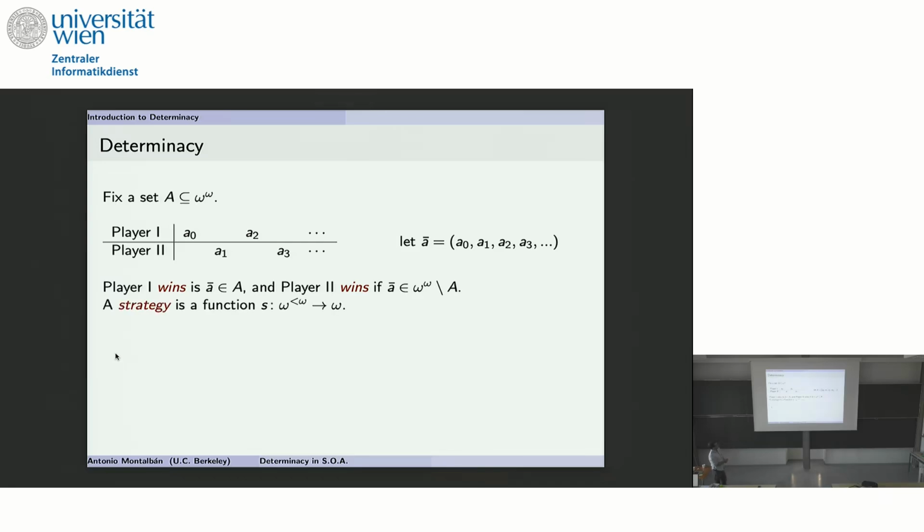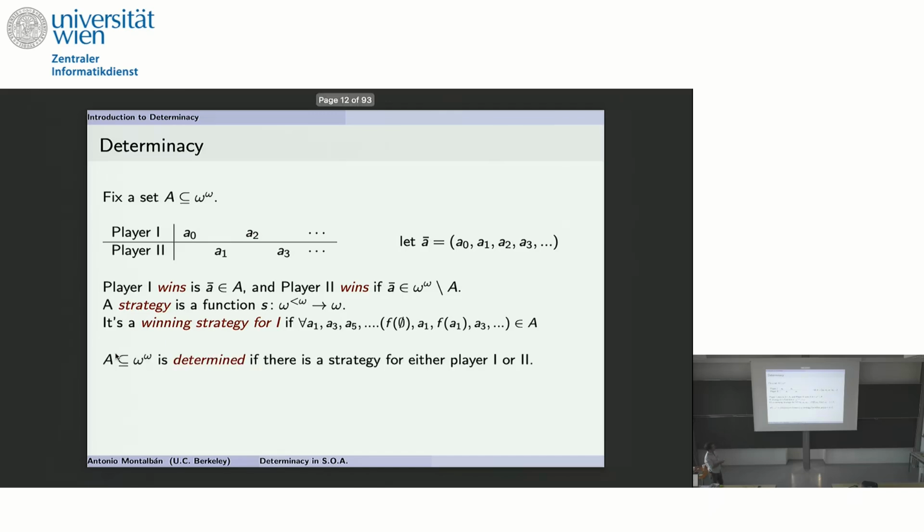A strategy is a function from finite sequences to natural numbers that tells you what to play next, given what has been played so far. It's just one function: if this was played so far, play this next. And a winning strategy is a strategy that wins, no matter what the other player does. Always wins. That's a way to write out the definition formally, but essentially that's what it is. It's just a function that tells you how to play, and that always wins.